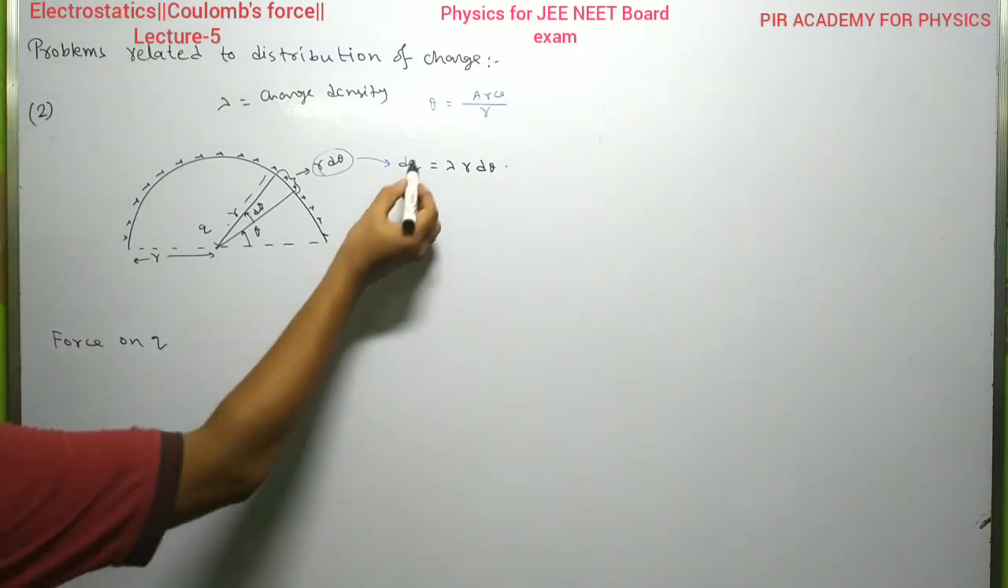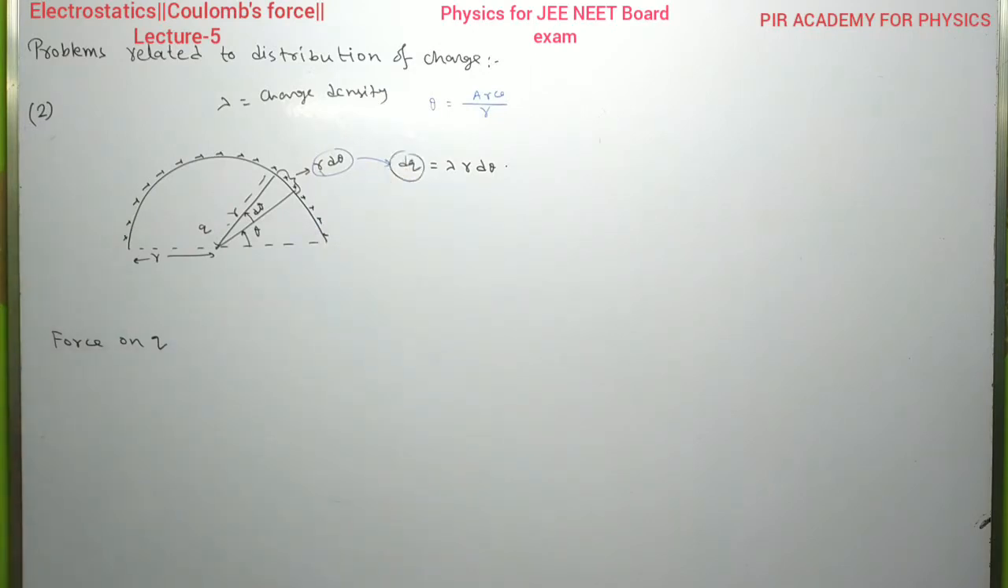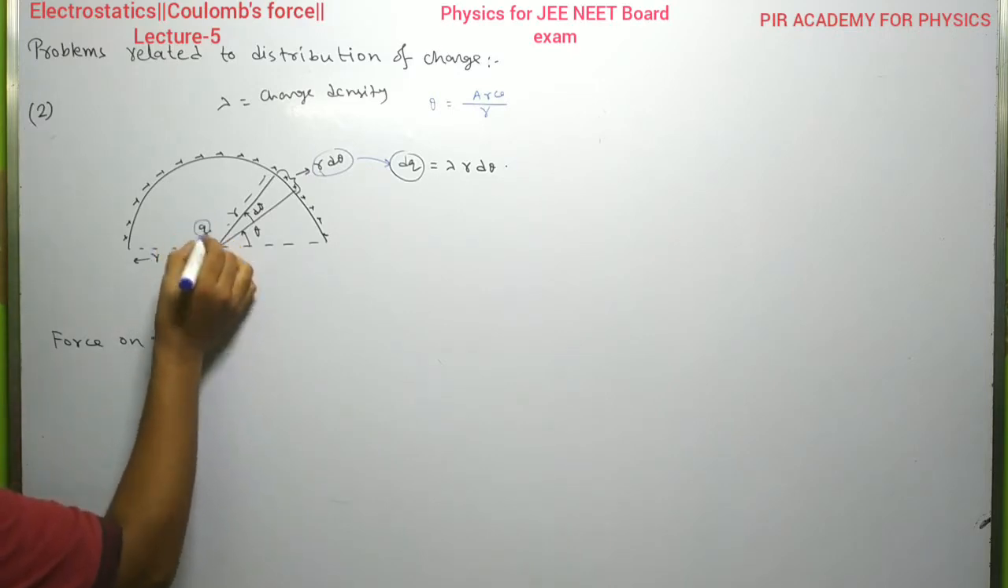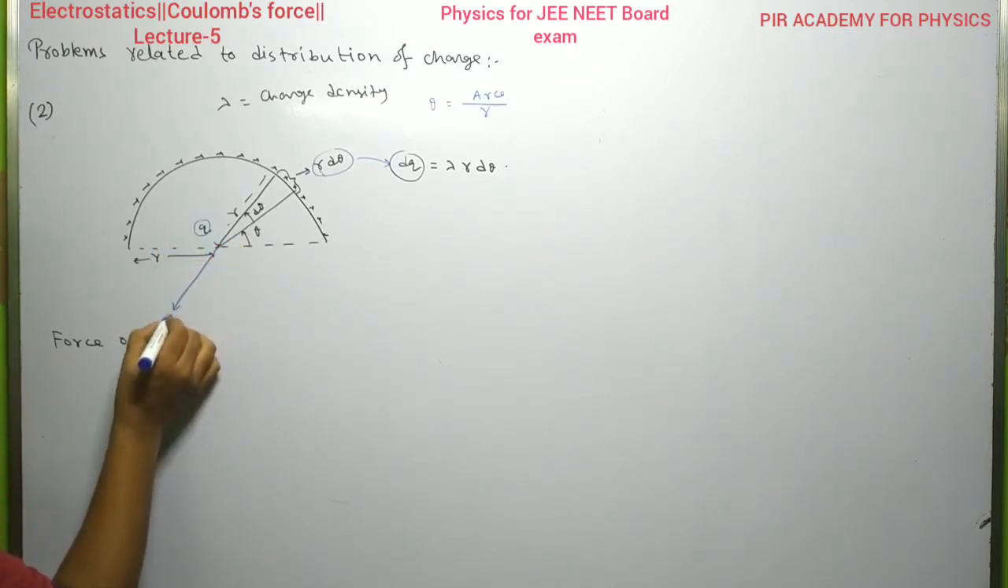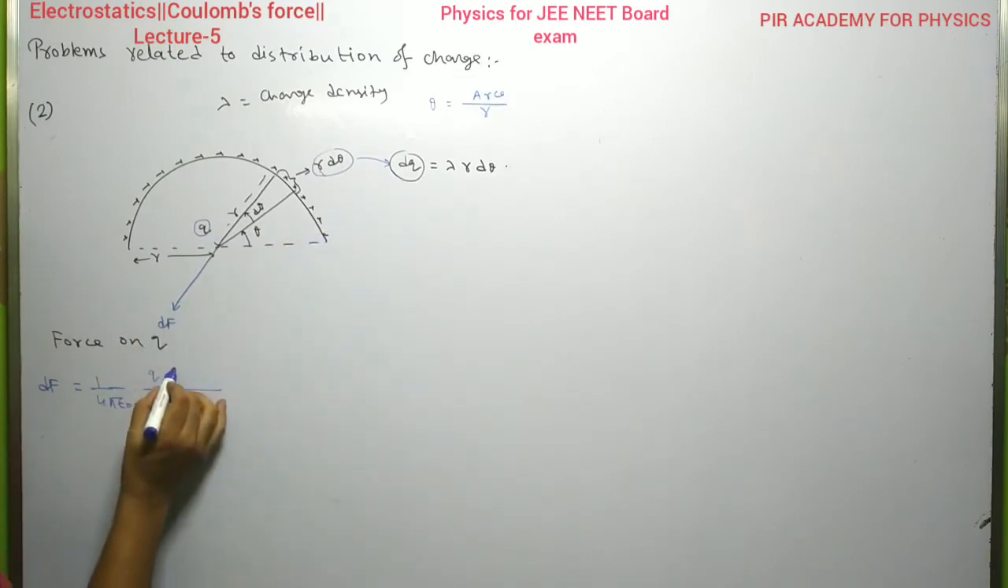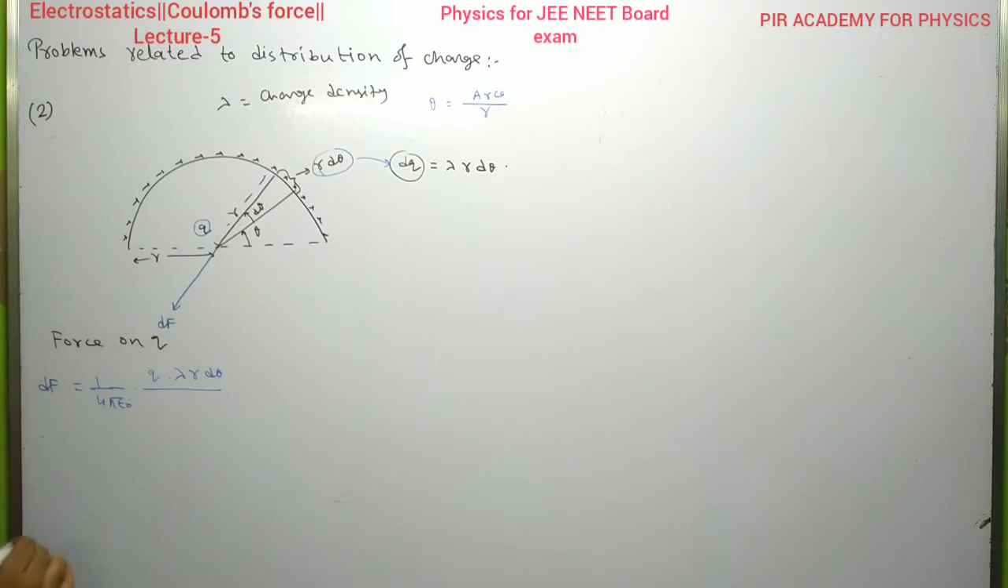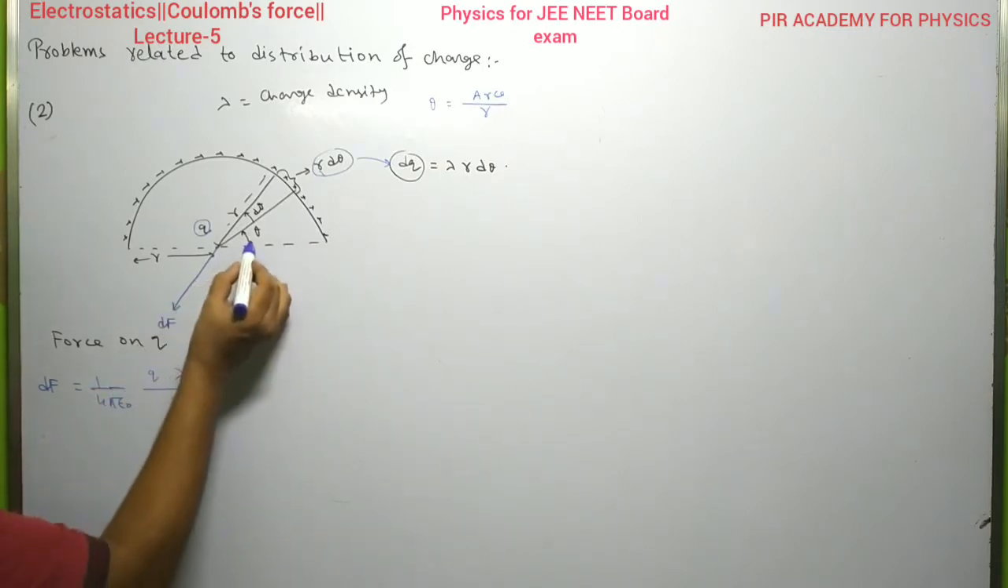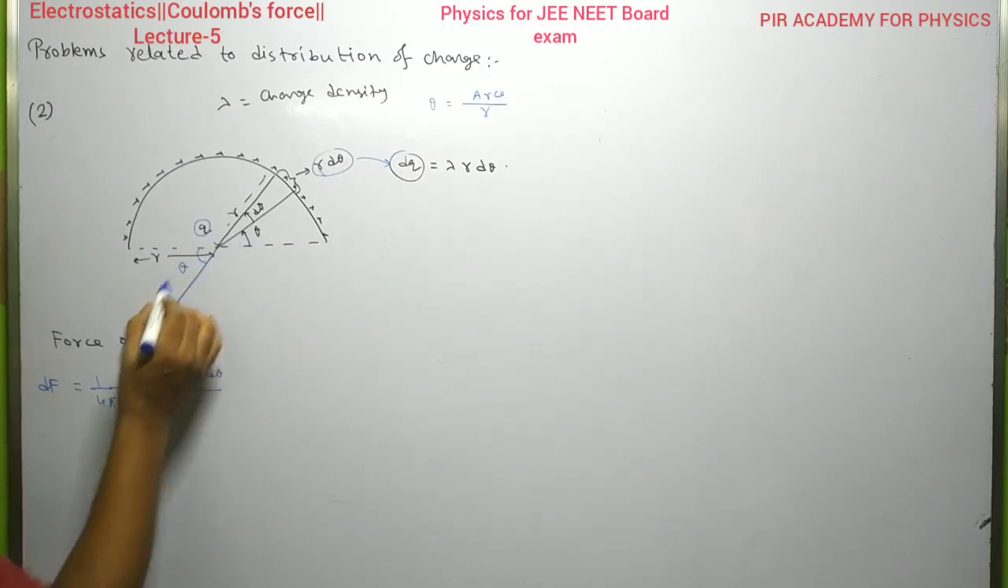Due to this charge, the force experienced by this charge will be along this direction. Suppose this is dF. Then dF will be 1 by 4 pi epsilon naught into q, and dq is lambda r d theta, divided by r square. This is the dF, and this is theta.